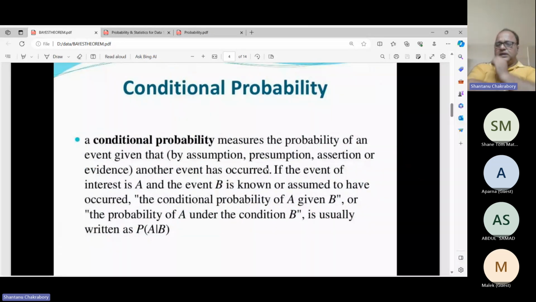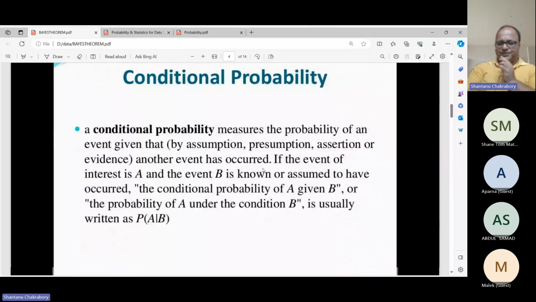Conditional probability measures the probability of an event given some pre-assumption, assertion, or evidence. I've given you an example of a conditional probability. It is the probability of an event A when the event B has already occurred. So the probability of event A given B, or the probability of A under the condition that B has already occurred, can be written P(A|B). That is how we calculate the conditional probability of a particular event.